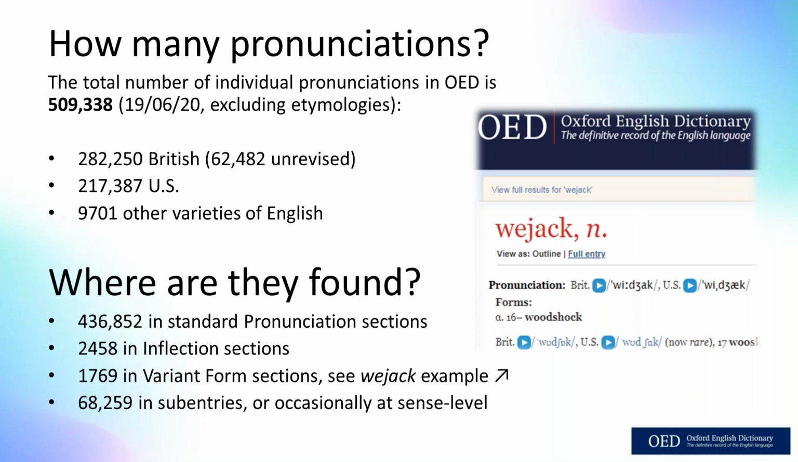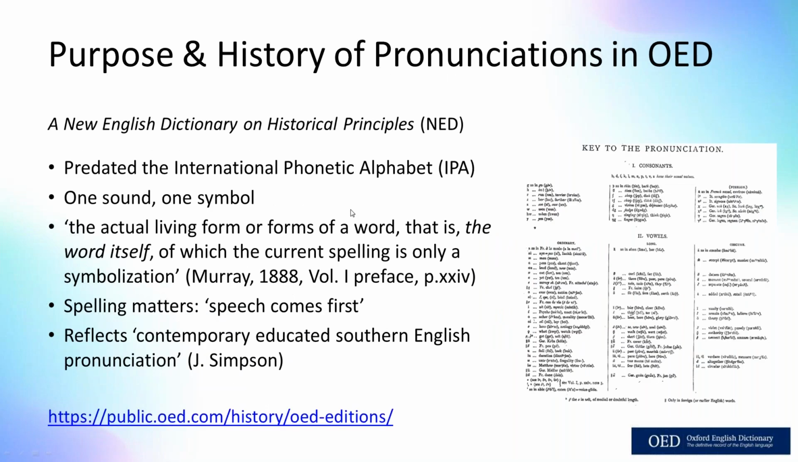But let's just consider the history. So pronunciations are not a recent addition to the OED. Transcribed pronunciations were a feature of A New English Dictionary on Historical Principles that we know more colloquially as NED, known from the 1890s onwards as the first edition of the OED. The dictionary, as it began to be published under James Murray, slightly predated the International Phonetic Alphabet, but modern phoneticians will notice a number of similarities in the transcription systems.